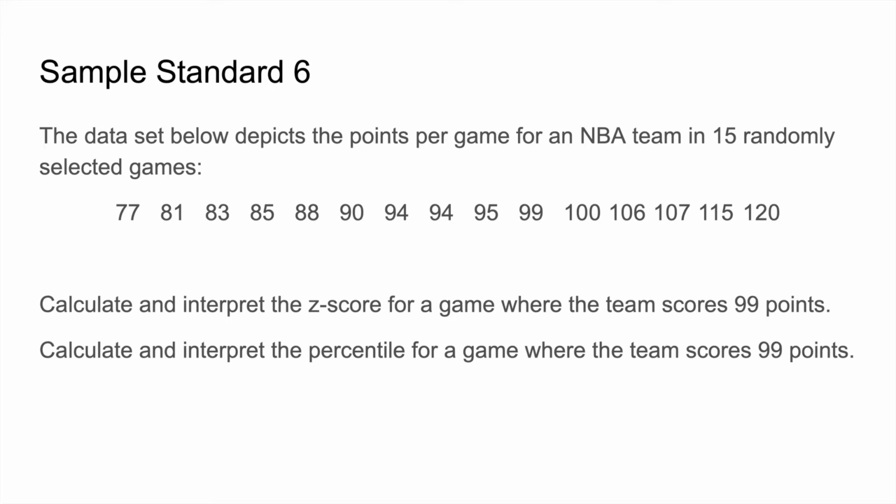So for z-scores and percentiles, let's see. The dataset below depicts the points per game for an NBA team in 15 randomly selected games. Calculate and interpret the z-score for a game where the team scores 99 points. Calculate and interpret the percentile for a game where the team scores 99 points. The z-score formula will be provided for you on a quiz or a test. You are expected to know how to calculate a percentile.